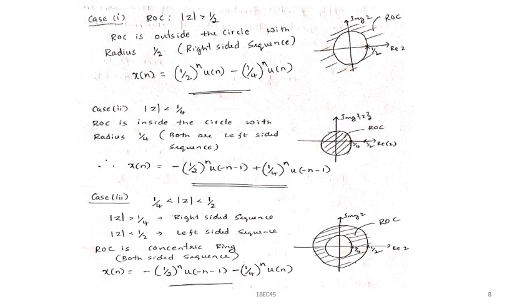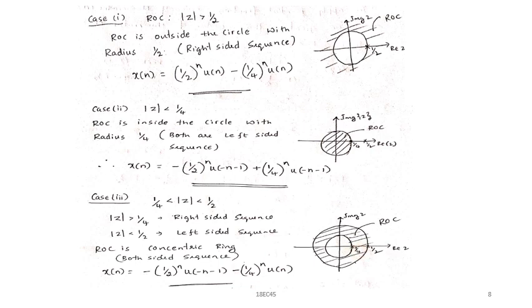If I consider in the Z plane, I'll draw two circles with radius 1 by 4 and 1 by 2, and for the pole 1 by 4 it is outside the circle, that is because it is greater than 1 by 4. For the pole 1 by 2 it is inside the circle. So ROC is a concentric ring. So I'll get a both-sided sequence. One will be a right-sided sequence, other one will be a left-sided sequence.